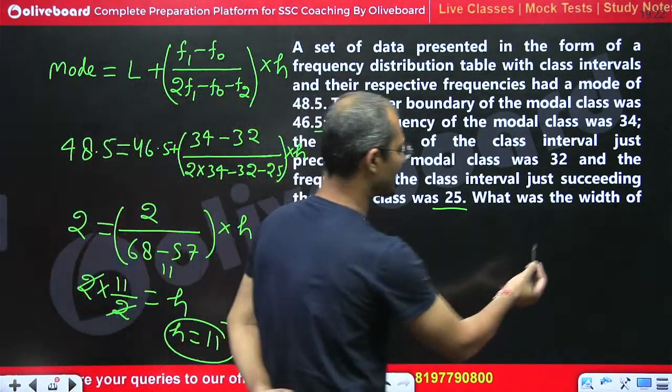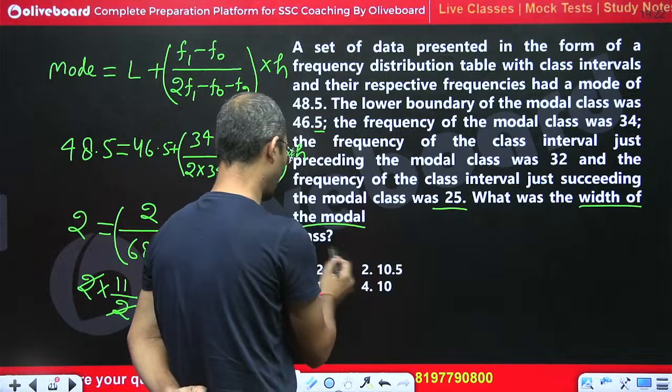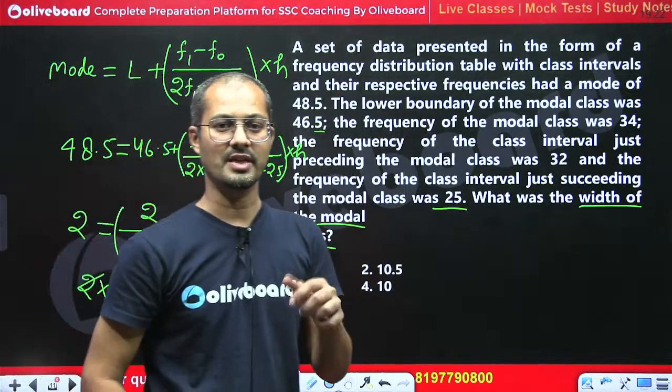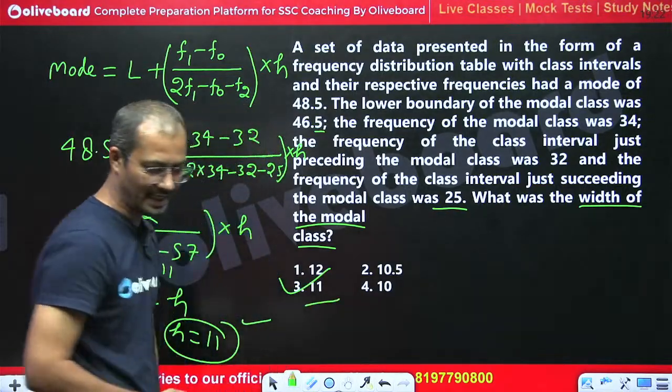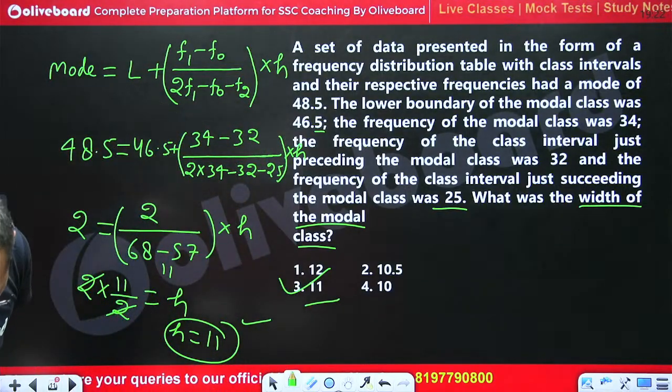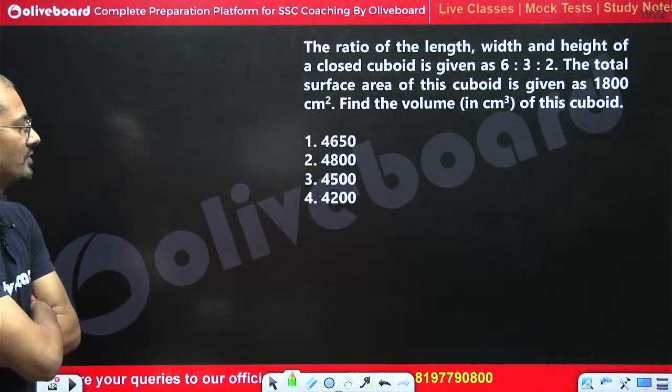Now the question is asking the width of the model class. Width of the model class, or size of the model class, is represented by h. So the answer would be 11. Yes, 11 would be the right answer. Okay, moving to the next question.